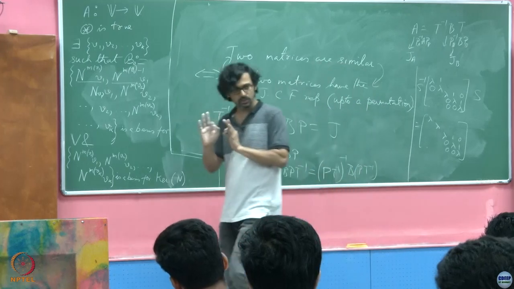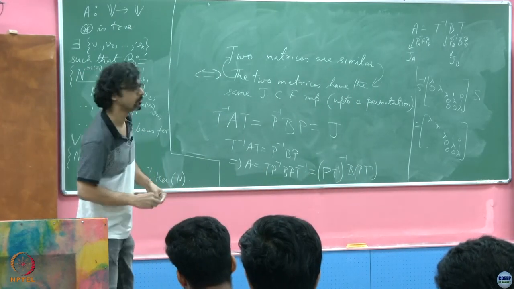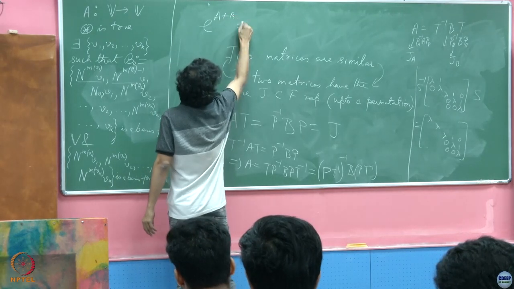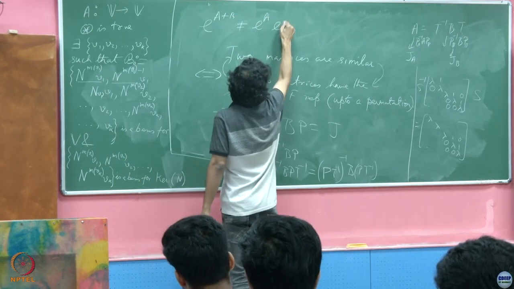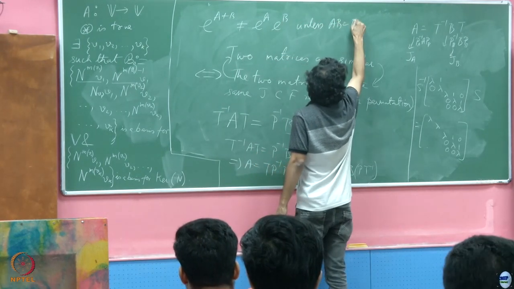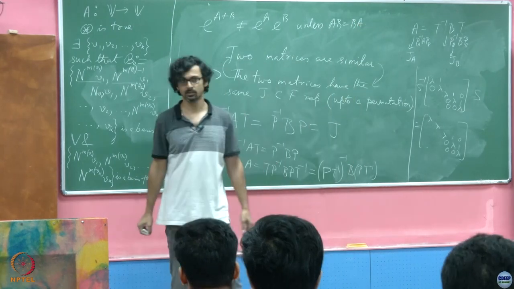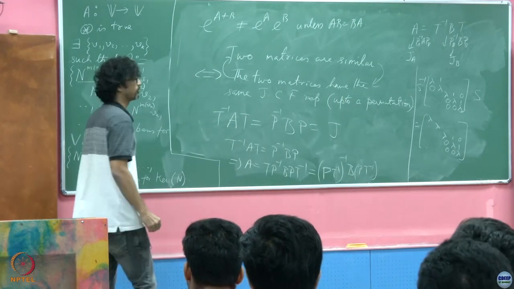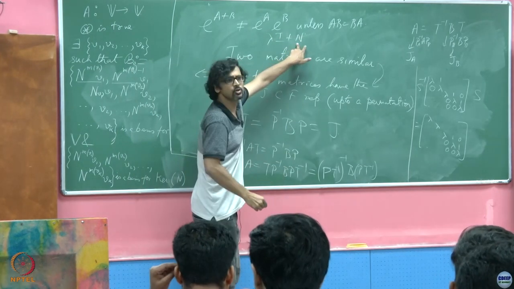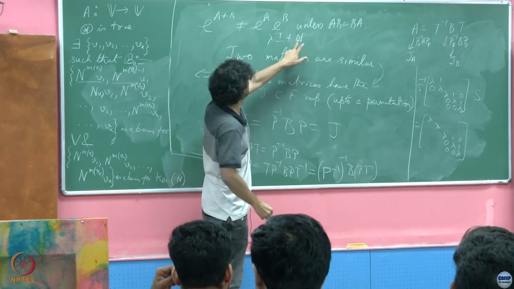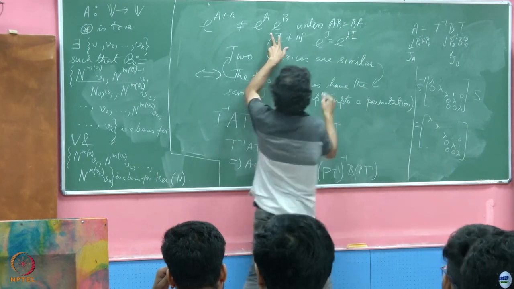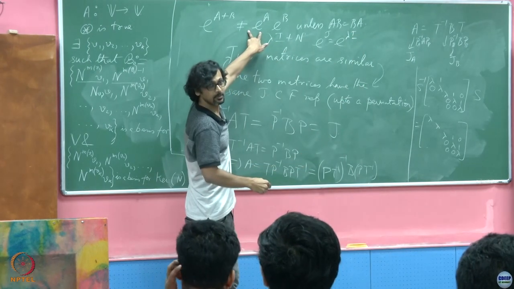There is one hitch, something I'm not going to prove. You see, if you have e to the a plus b, this is not equal to e to the a into e to the b unless ab is equal to ba. All right. But now you think of the Jordan canonical form, what you have is lambda I plus n. So lambda I obviously commutes with n. How does that help? Because now you have e to the j is equal to e to the lambda I plus n, which is something I'm not going to prove. You can check this out.